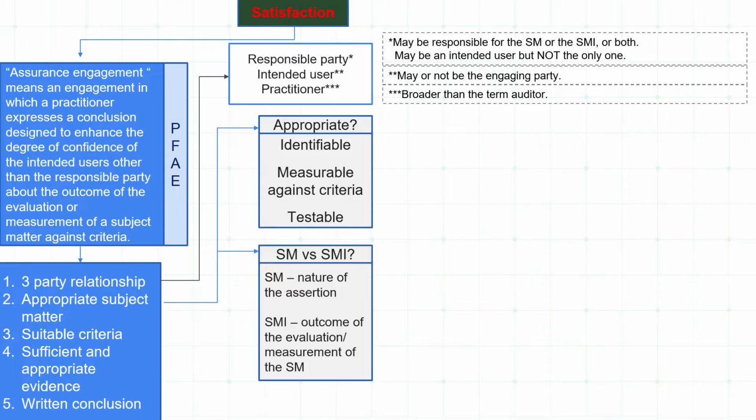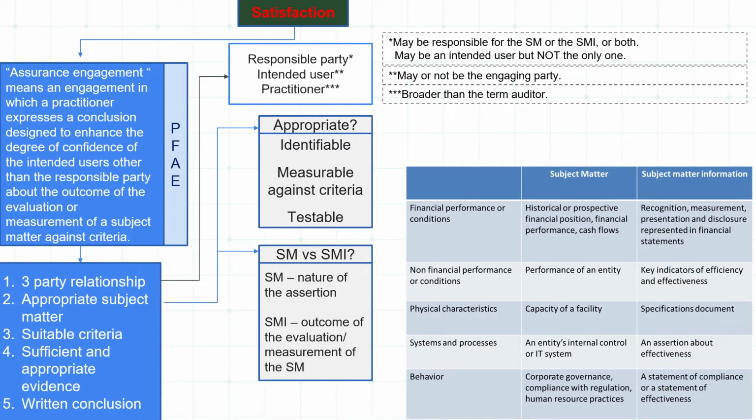In order to illustrate the difference between the two, let's pull out this example coming from the Philippine Framework for Assurance Engagements. And let's draw our attention, for example, to financial performance or conditions, as this is what will be closest to our hearts for the entirety of our auditing theory journey. Now, when you talk about the subject matter, you're talking about the historical or prospective financial position, financial performance, and cash flows. That's the subject matter. Now, the moment that you evaluate, the moment that you measure the performance, position, and cash flow management, what do we have?